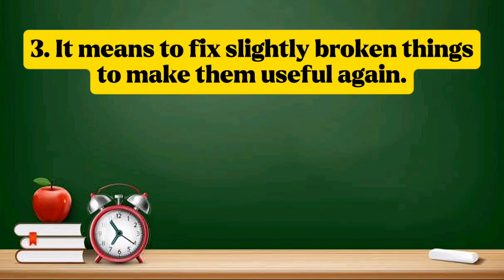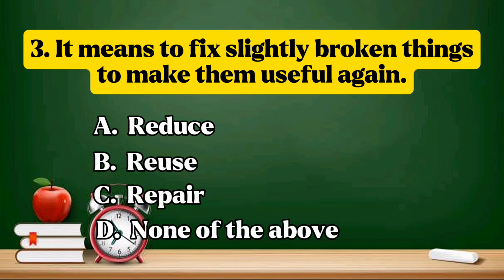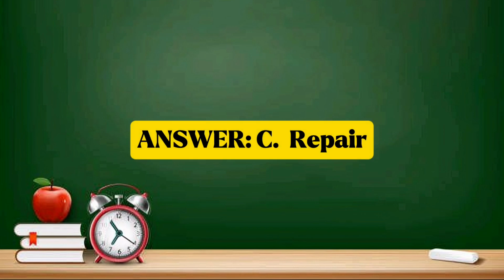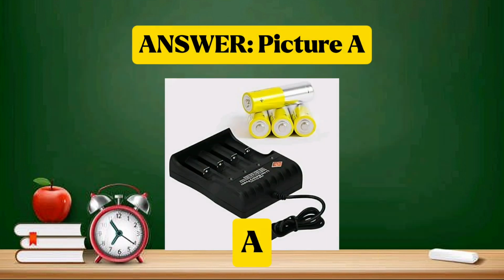3. It means to fix slightly broken things to make them useful again. A. Reduce. B. Reuse. C. Repair. D. None of the above. Answer. C. Repair. 4. Which picture shows reducing? Answer. Picture A.